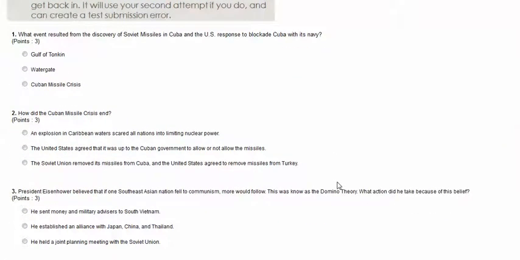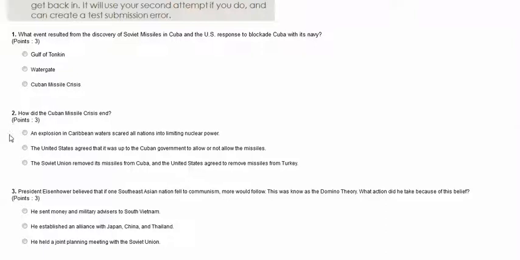The first question, I'm going to read the question and the answer options. First question says, what event resulted from the discovery of Soviet missiles in Cuba and the U.S. response to blockade Cuba with its Navy? The Gulf of Tonkin, Watergate, or the Cuban Missile Crisis? Question 2. How did the Cuban Missile Crisis end?